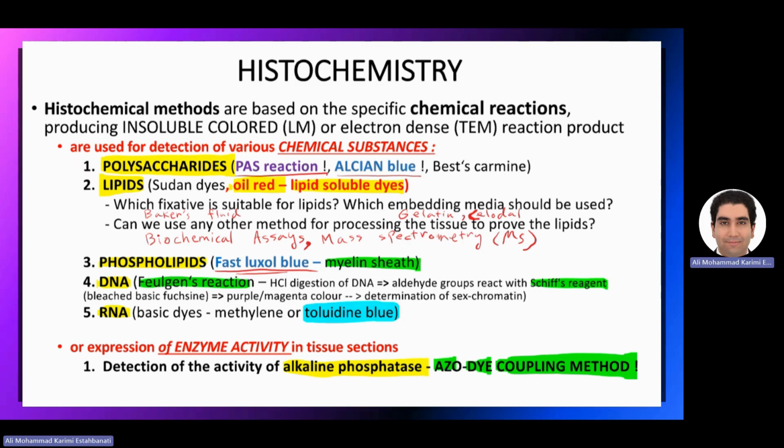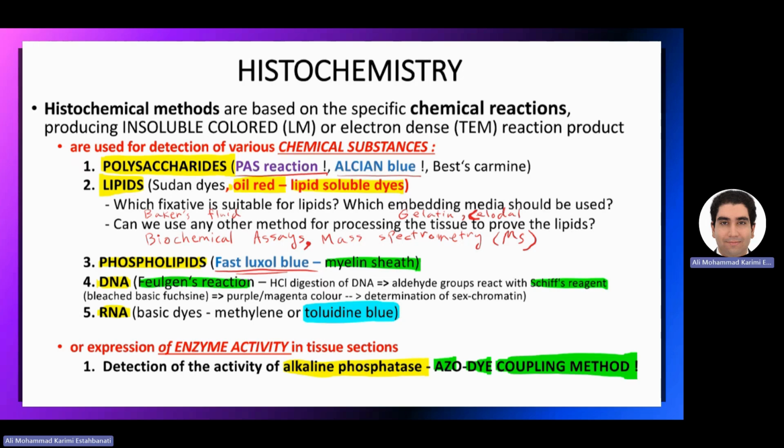Now, for enzymatic activity, the only one you need to remember is the detection of alkaline phosphatase, for which the azo dye coupling method is used. We'll see a good picture of it later on the slides, and that's the one I want you to memorize. The steps will be explained in the last slides. For detection of various chemical substances, if you just know these five, you know most of it already.